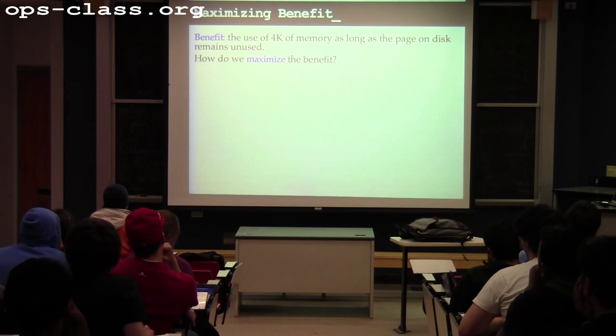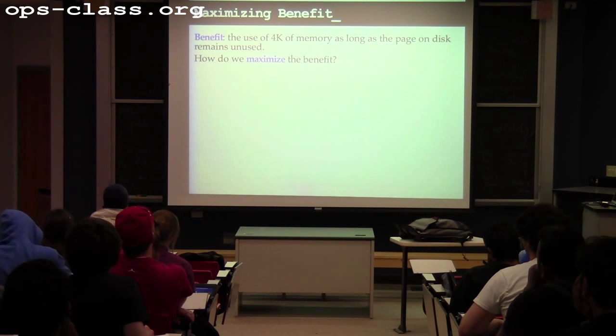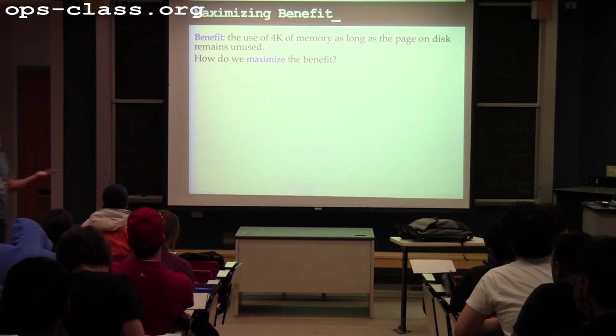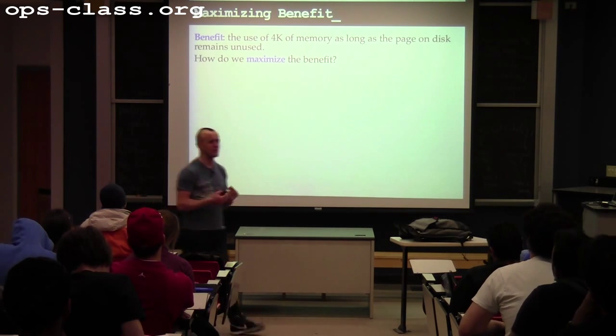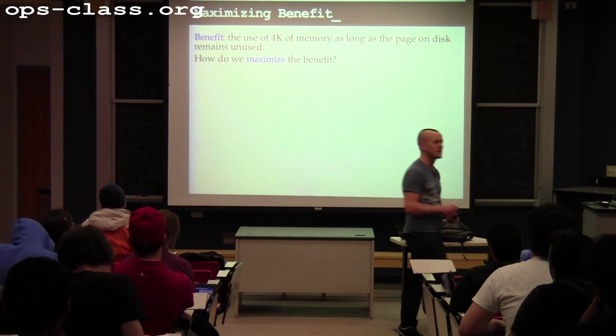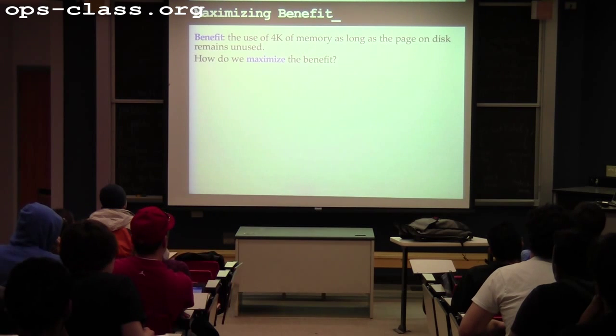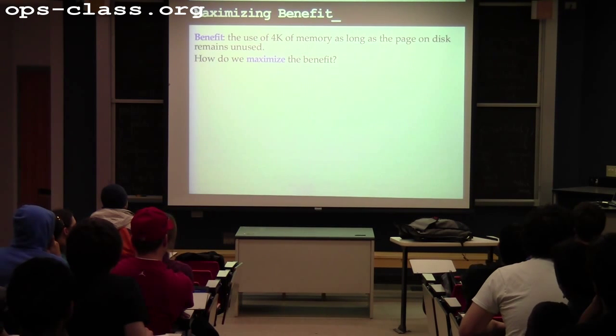Okay, so when we talk about maxing the benefit of these 4K of memory, how do we do that? I mean, it's 4K, right? So what? It doesn't seem like there's really a knob here to turn, right? What do I want to optimize about this 4K in order to maximize the benefit from doing the I/O to move the page back and forth to disk?